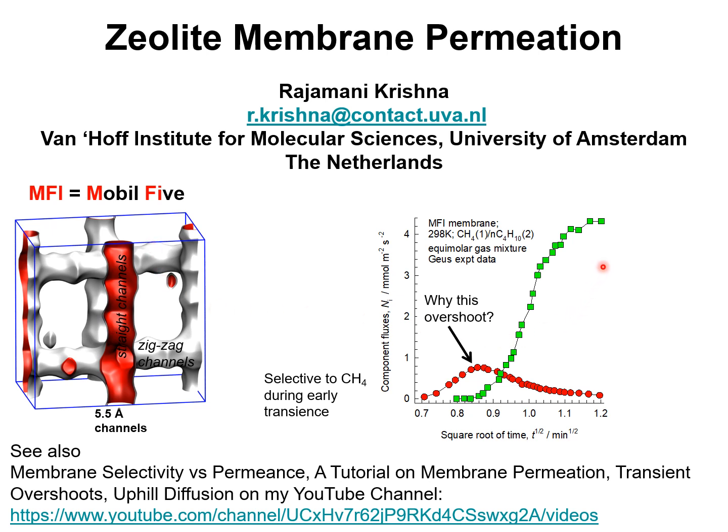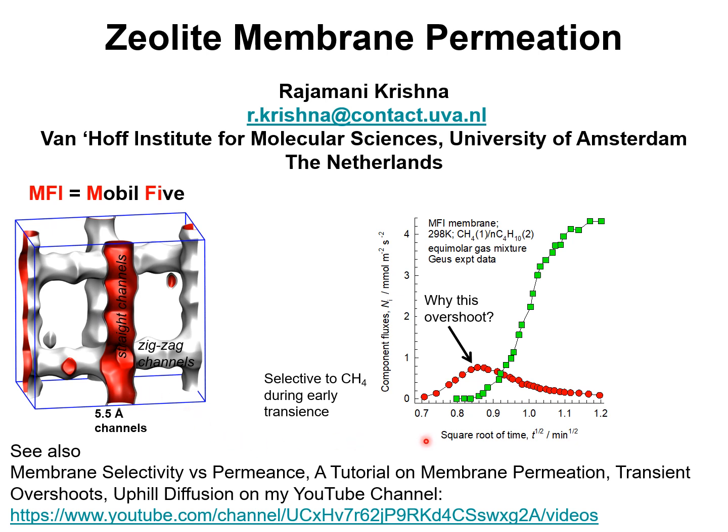As an example, I present here the component fluxes for methane and normal butane across a MFI zeolite membrane that consists of a set of intersecting channels. These are the straight channels, these are the zigzag channels, and these are the intersection points. MFI stands for Mobil 5. The channel dimensions are about 5.5 angstrom.